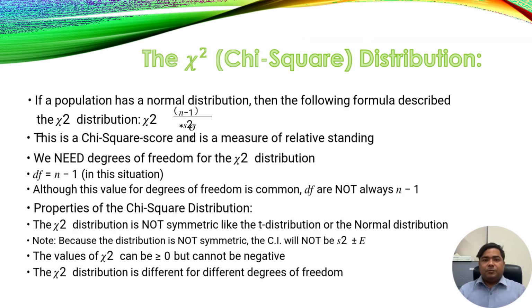For a normally distributed population, the chi-square distribution is defined by chi-square equals (n minus 1) times s squared over sigma squared, with degrees of freedom. Typically, degrees of freedom equals n minus 1. Unlike symmetric distributions, chi-square values are non-negative and vary with degrees of freedom, affecting confidence intervals.